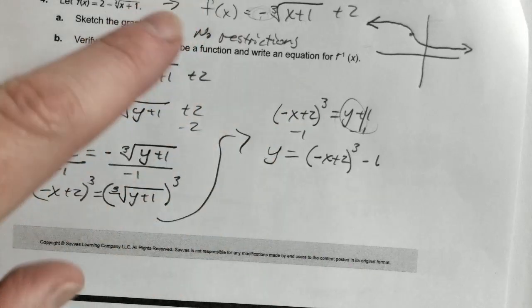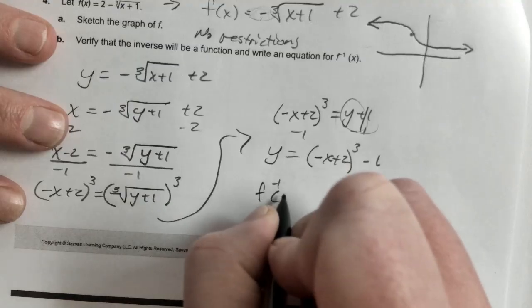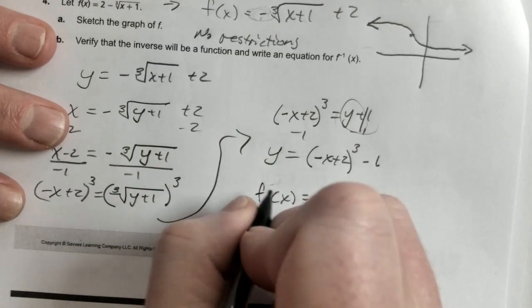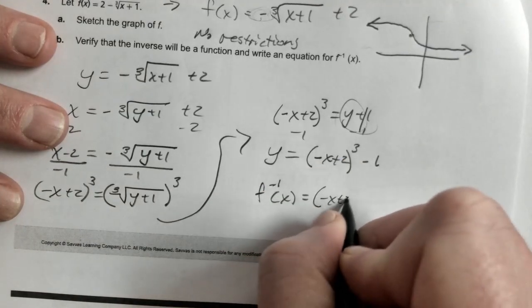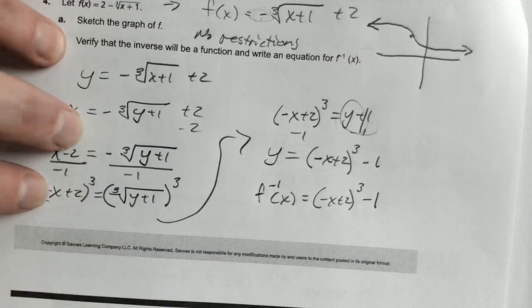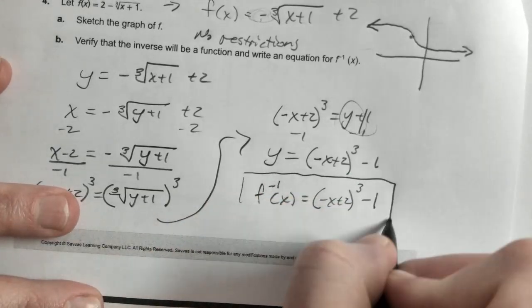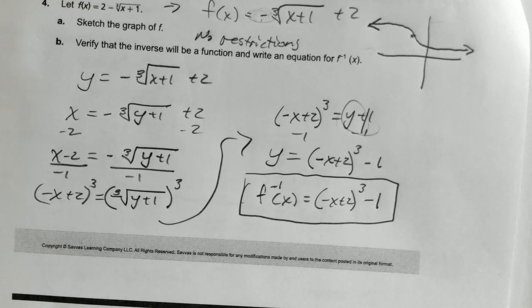And since we've already verified that it will be a function, I can now say f inverse of x equals, and I need to be very clear, negative 1, there we go, negative x plus 2, quantity cubed, all minus 1. Questions about it? So far, so good?